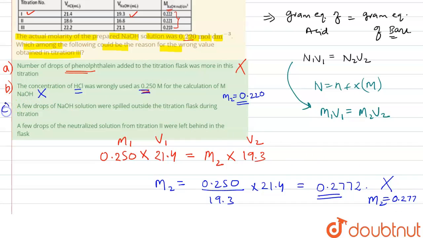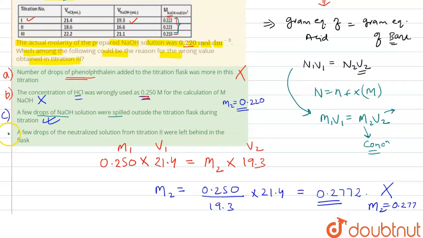So let's talk about option C. In option C, a few drops of NaOH solution were spilled outside the titration flask during titration. This is the correct statement. Why? If a few drops of NaOH solution were spilled, the volume will change, and then M2, the concentration of NaOH, will also change. That's why the concentration obtained will be wrong. That's why we are obtaining the wrong concentration here, 0.22 to 0.221.